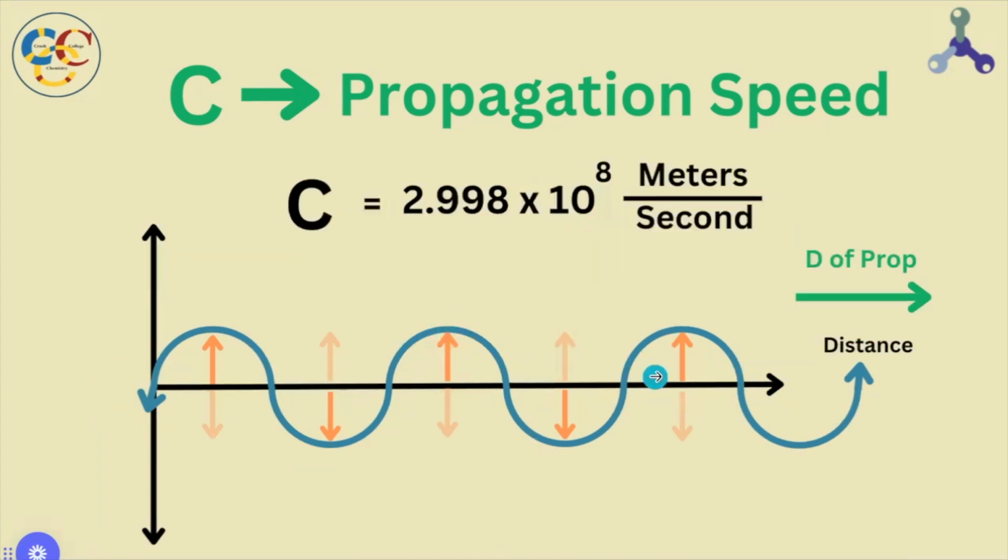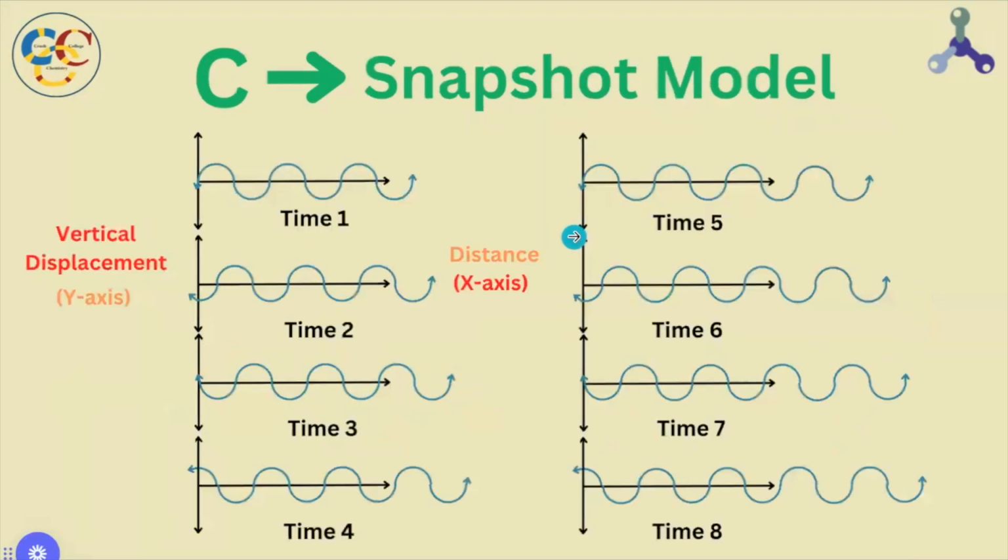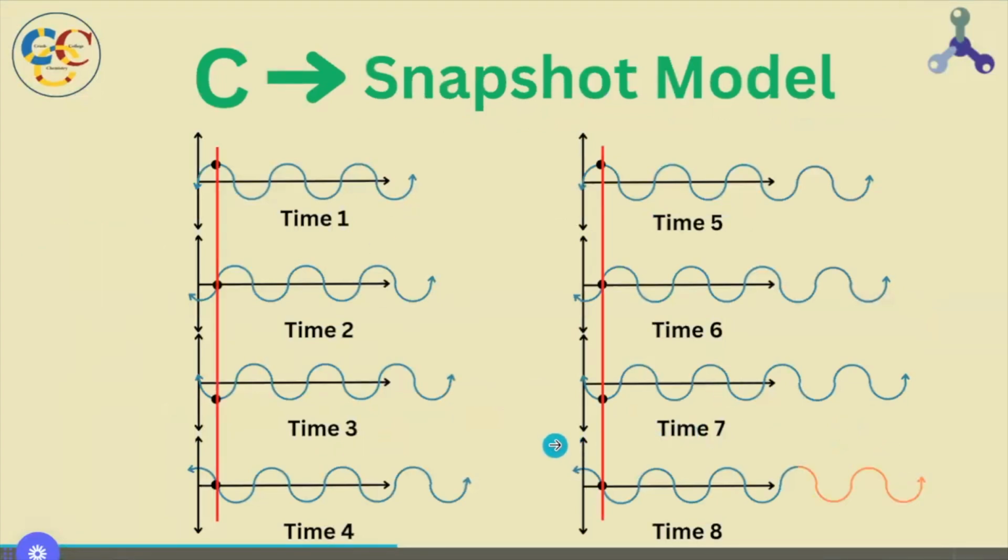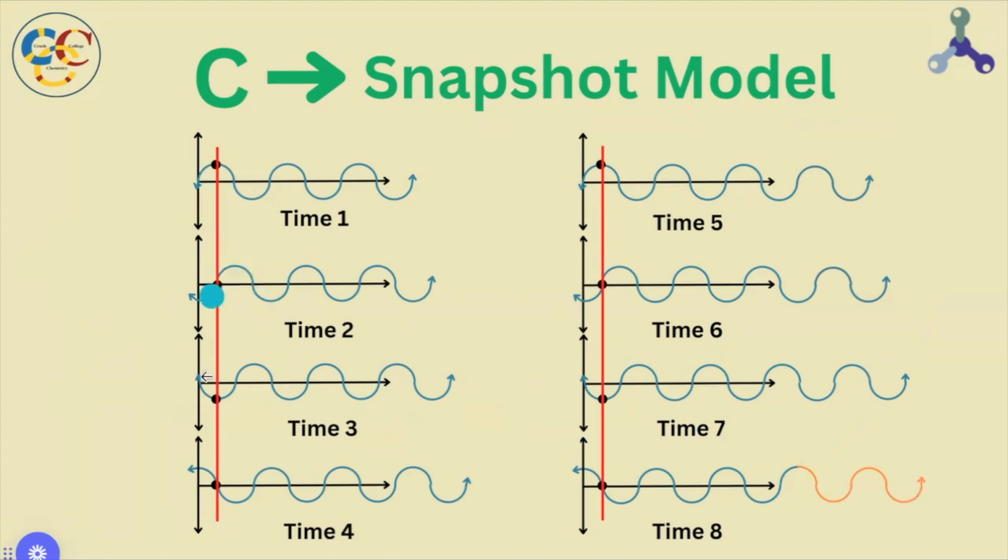Since we're dealing with light, our propagation speed is by definition the speed of light, 2.998 times 10 to the 8 meters per second. The snapshot model of a wave is a great way to understand propagation speed. Here, we show how over time, these are evenly spaced out time markers, our wave travels forward from here all the way to here. As a reminder, as this propagation occurs, any one individual point merely oscillates up and down.